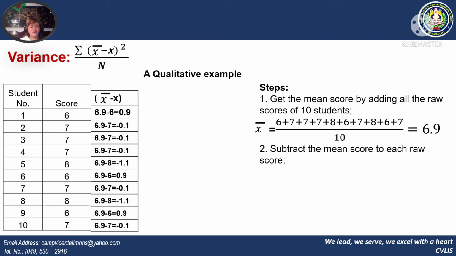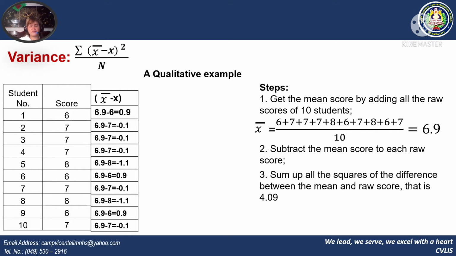6.9 minus 6 is equal to 0.9. 6.9 minus 7 is equal to negative 0.1. 6.9 minus 8 is equal to negative 1.1. 6.9 minus 6 is equal to 0.9. And the last, 6.9 minus 7 is equal to negative 0.1.